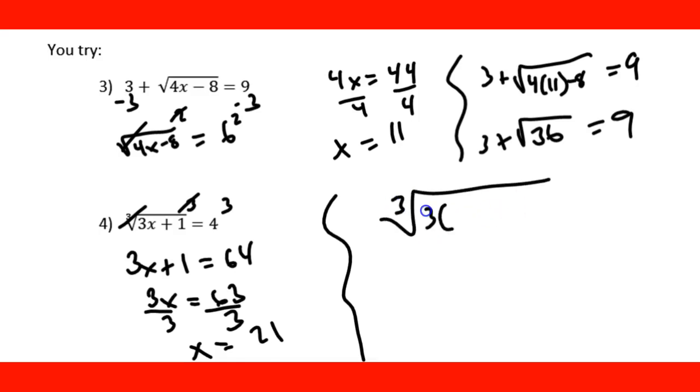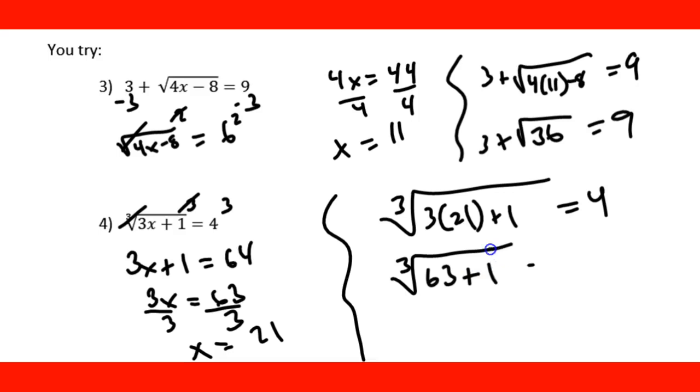We have 3 times 21 plus 1 inside the cube root. So now 3 times 21, I did 3 plus 21. I don't know what I was thinking. That's 63. So 63 plus 1 is going to be 64. And then you have the cube root of 64, which is 4, which equals 4.